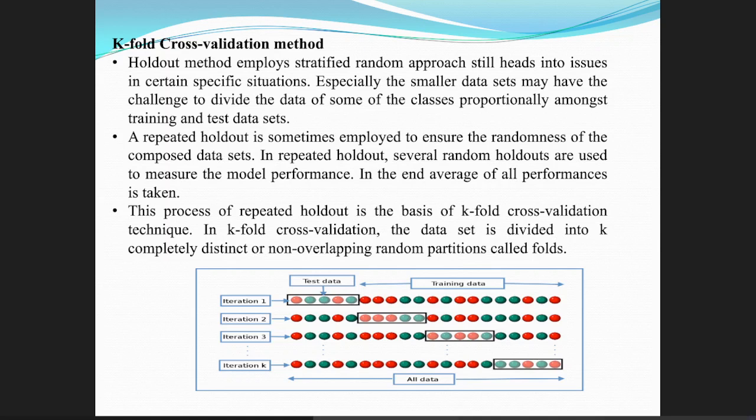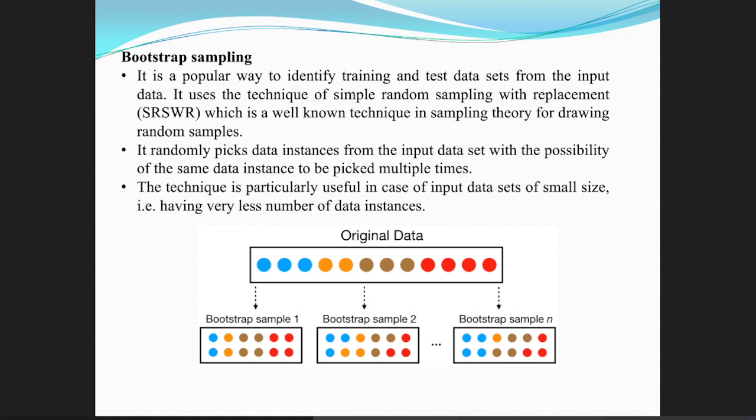Next is bootstrap sampling. In bootstrap sampling, we basically have a flood of data with us. So at random the data is picked for training and testing. From the whole set of data we are randomly picking the data for training and testing. And at last we take the average of all the iterations.